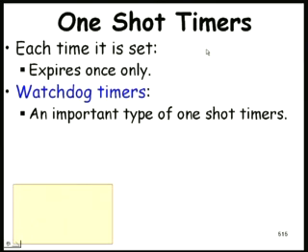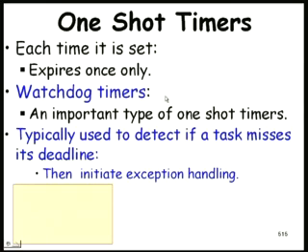A one-shot timer, once it is set, will expire only once, as the name itself says, and these are popularly known as watchdog timers. A very popular name for all real time programmers is the watchdog timer. Now, the watchdog timer is used very frequently in any real time programming. The main use is in determining whether a task is missing its deadline, and if the task misses its deadline, then the handler routine with this timer will initiate some exception handling routine.